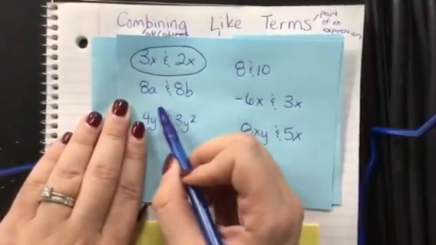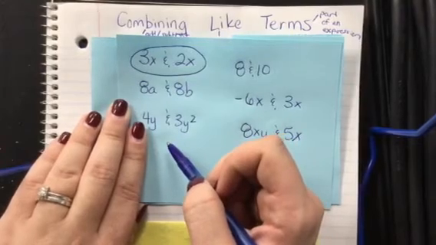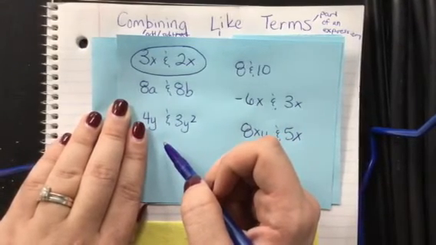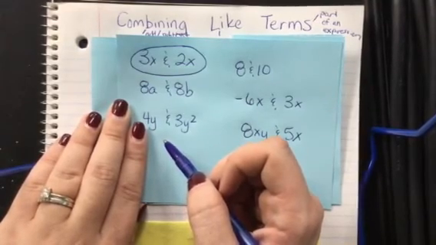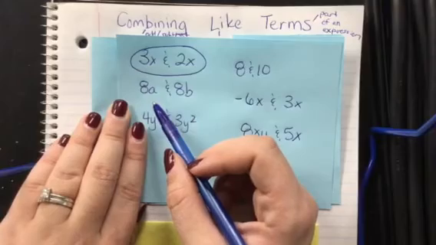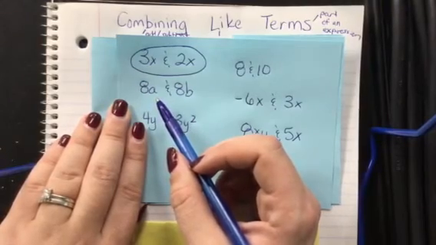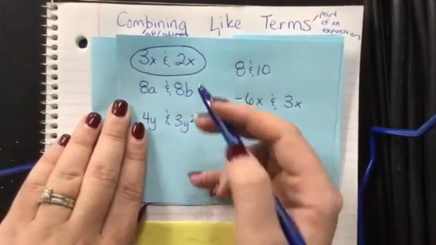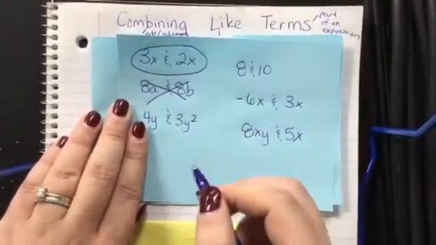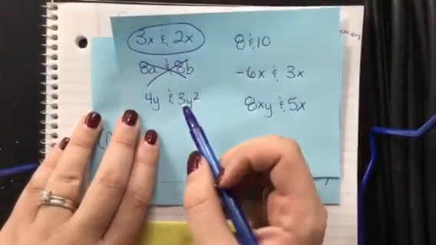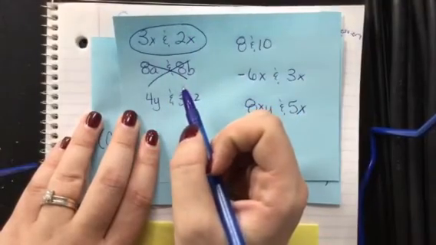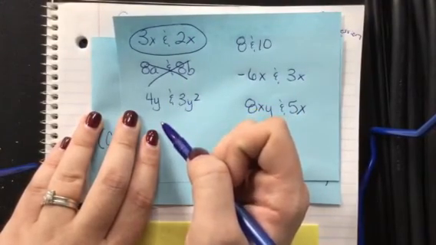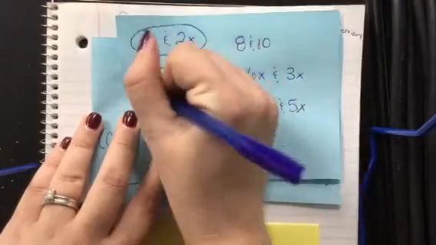What about 8a and 8b? Like or unlike? Why are they unlike? Yeah, one has an A, one has a B. I was waiting for somebody to raise their hand and be called on. 4y and 3y squared, like or unlike? Why are they unlike? Because they're squared. This one has an exponent, that one does not.